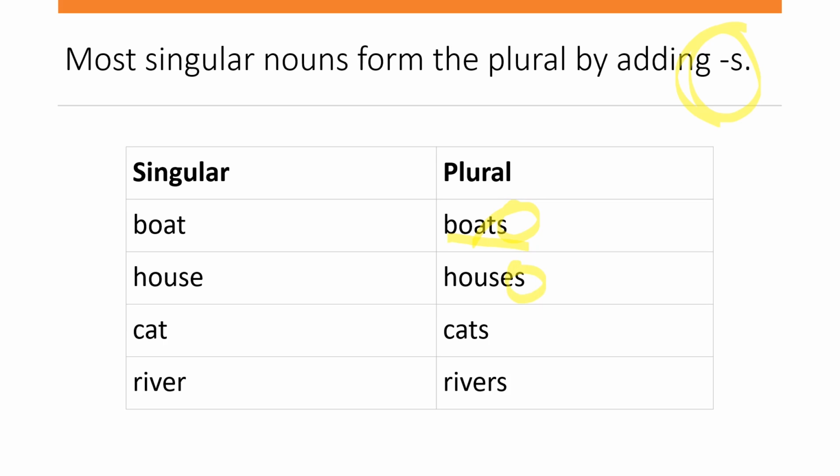Cat. Cat is singular form. How do we create its plural form? By simply adding s at the end. Cats. Here we have its plural form. Lastly, we have river. How do we create its plural form? By adding s at the end. Rivers, it becomes rivers. So boat becomes boats. House becomes houses. Cat becomes cats. River becomes rivers.